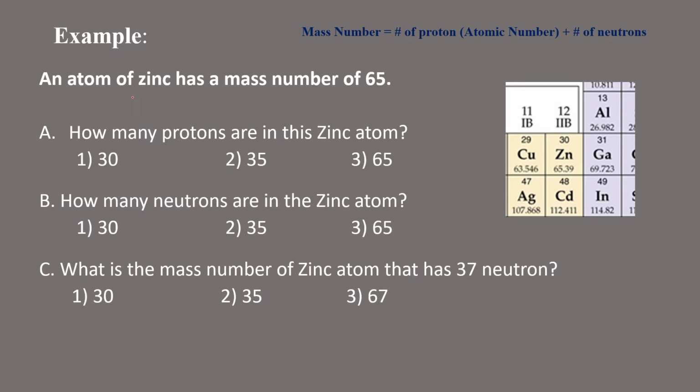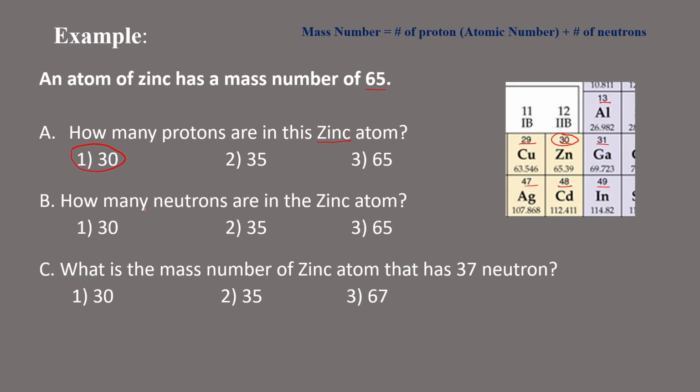Let's look at the example here. In this example, we have an atom of zinc that has a mass number of 65. With this information, you have to find the number of protons in the zinc atom. Remember, the number of protons you can find from the periodic table. These whole numbers in the periodic table, which are the atomic number, are also the number of protons. So if you have to find the number of protons for zinc, 30 is the number of protons for zinc. So this is going to be your answer.